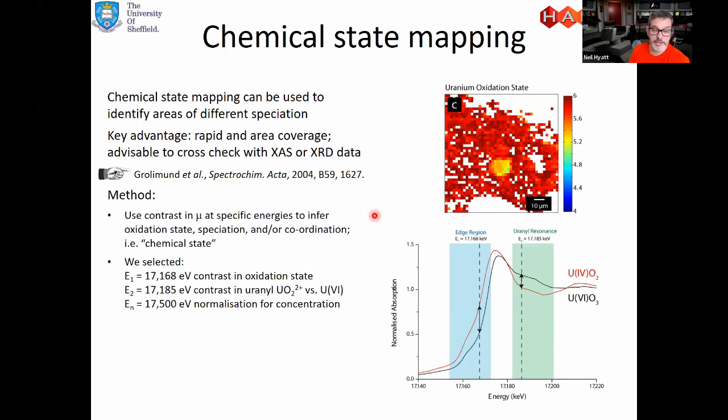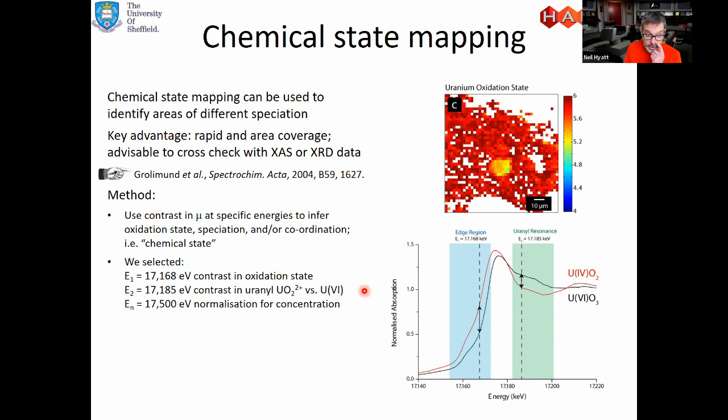Okay, so the method then, basically what we do is we use the contrast in normalized absorption at specific energies to infer oxidation state, speciation, or coordination changes in the material of interest, i.e. the chemical state in general. So we selected 3 energies for our study in mapping. The first was at 17,168 electron volts, and this gives us contrast here in the oxidation state in the leading absorption edge between uranium-4 oxide and uranium-6 oxide, as you see here.